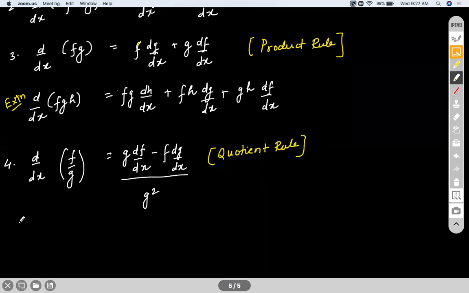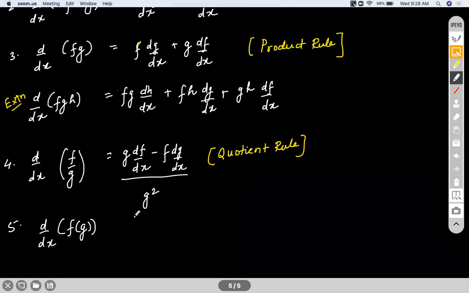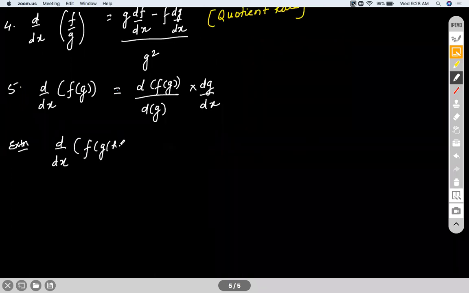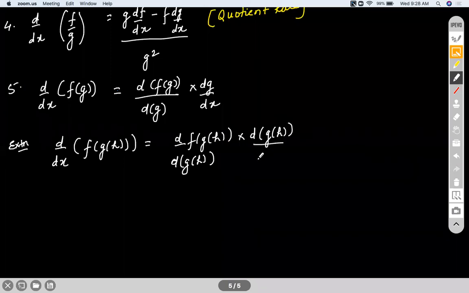Now comes the chain rule. The chain rule is applied when you're finding the derivative of a composition of functions, f of g. Everybody knows composition of functions here? When one function is fed as an input to the other, that is called composition of functions. So this rule says it will be the derivative of f of g with respect to g, into the derivative of g with respect to x. And this can extend. Even if you have a composition of three functions, let me write it as an extension: f of g of h of x. First you write the derivative of f of g of h of x with respect to g of h of x, into the derivative of g of h of x with respect to h of x, into the derivative of h of x with respect to x. By the way, there is some notation that we normally associate with this.